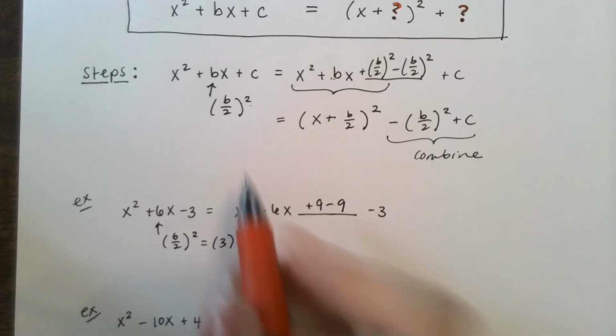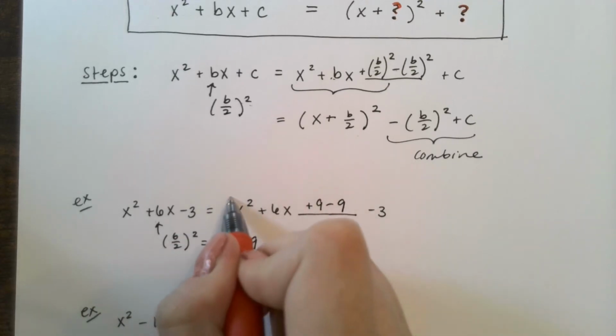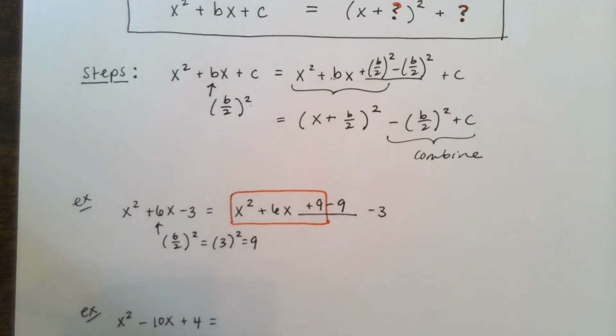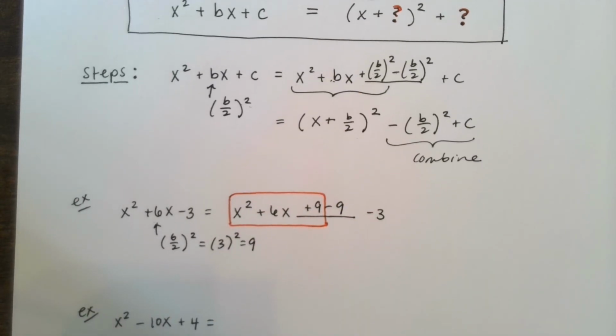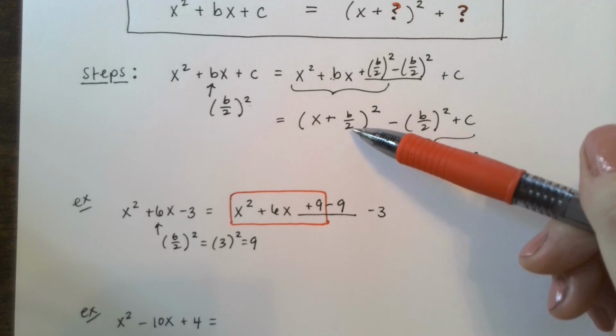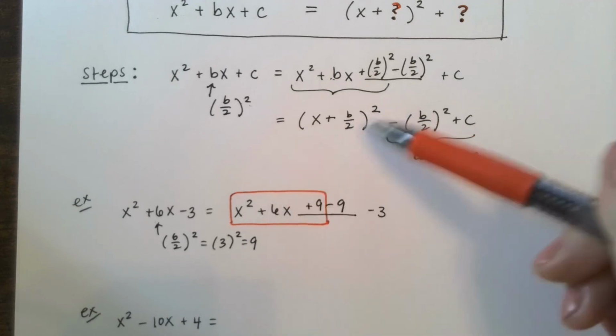All right, so let me use a different color just because I accidentally made this a little cluttered. These first 3 terms factor into a perfect square. So you can use this shortcut here, and you'll get x plus 3, squared, because my b is the 6.